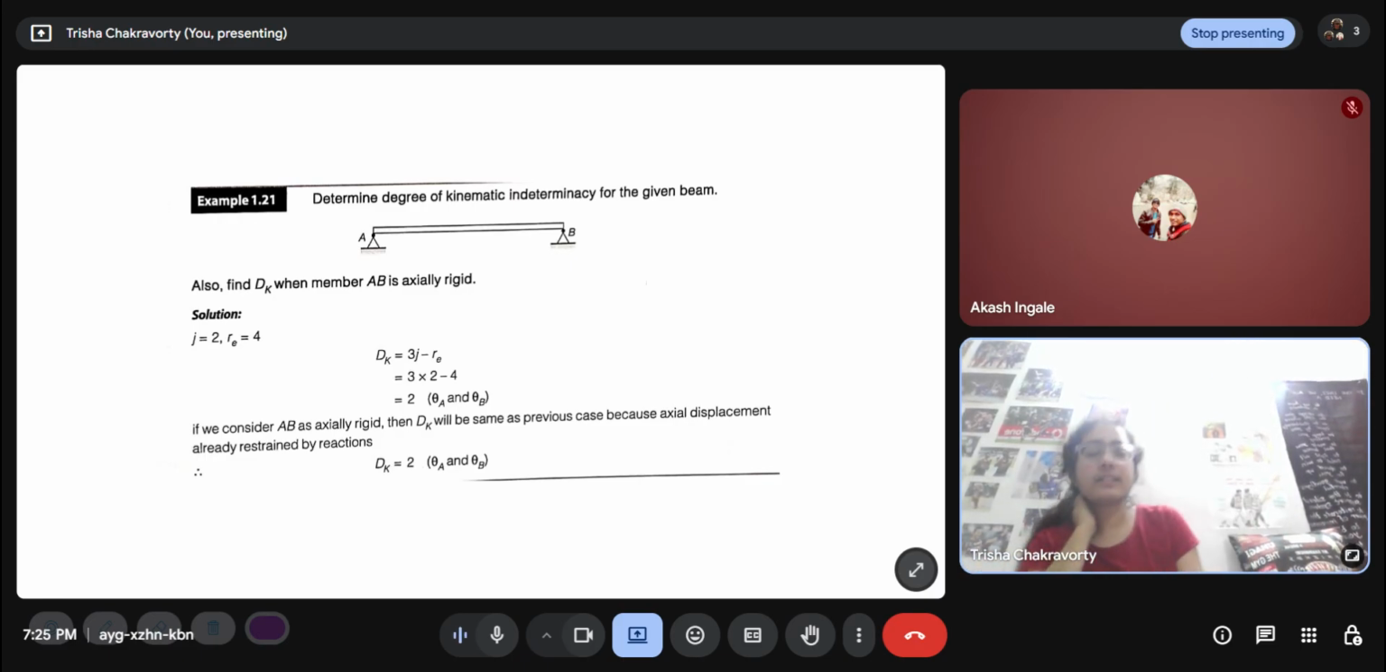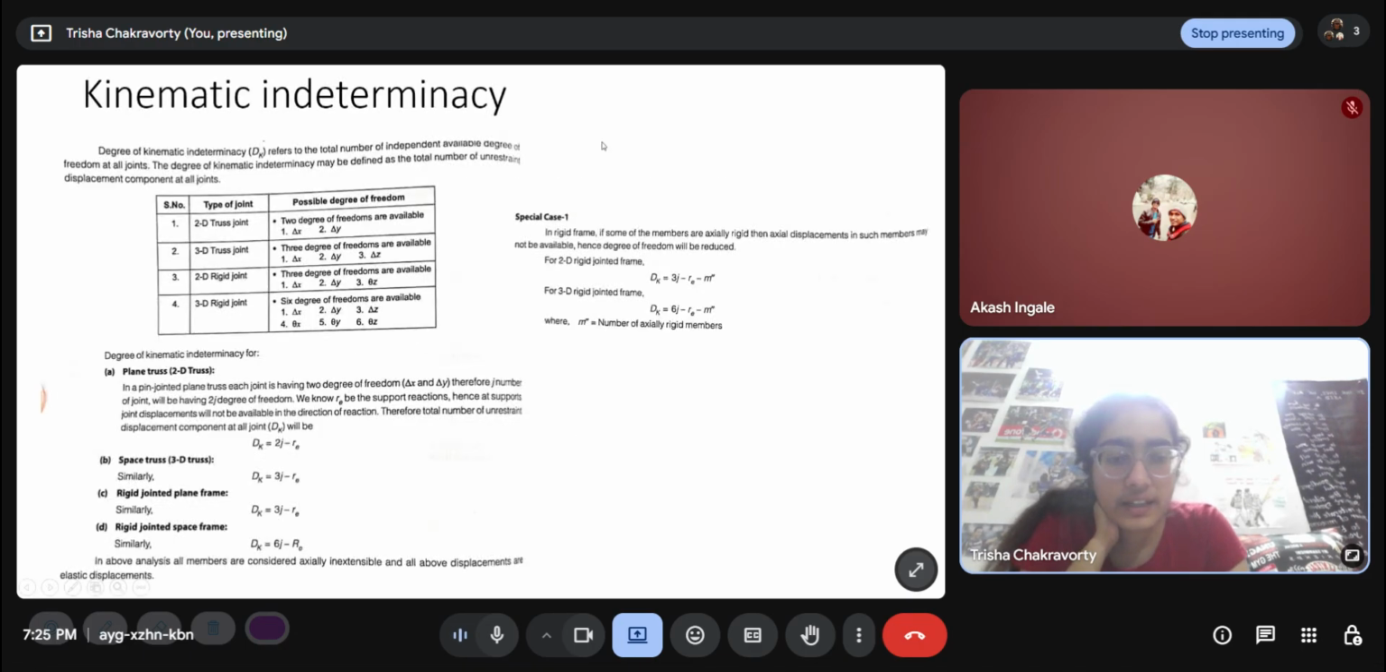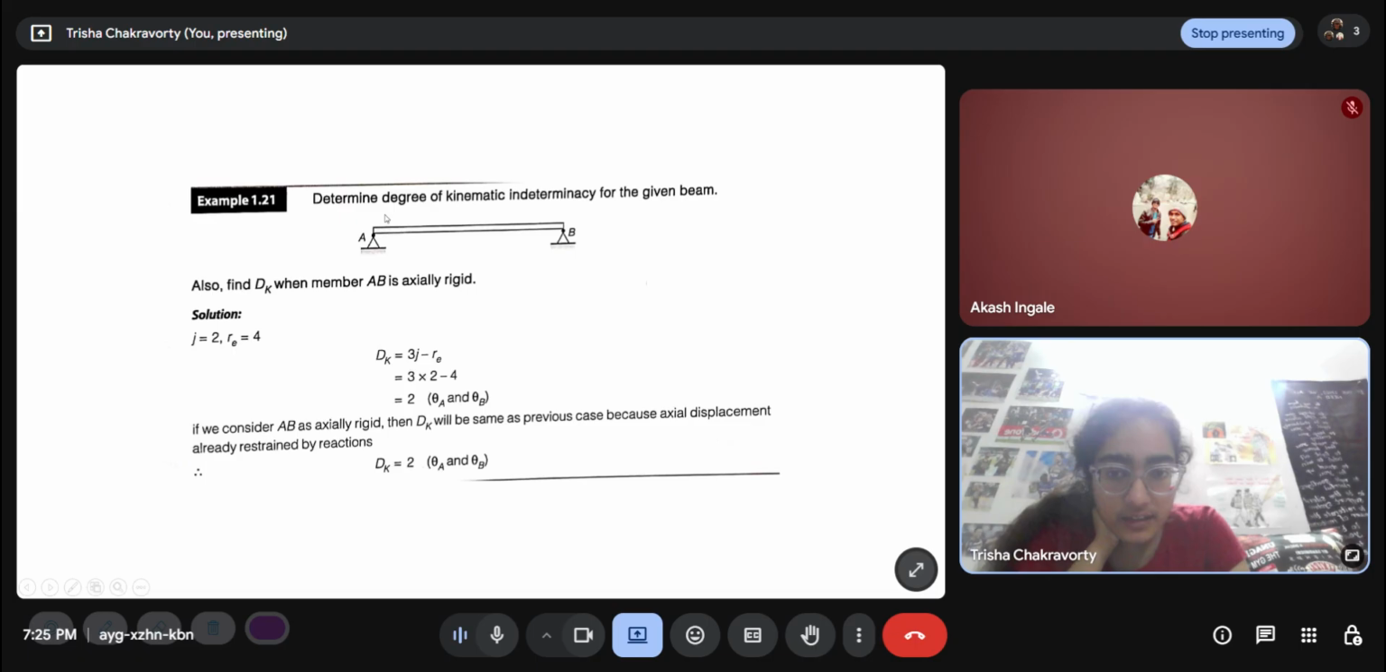But you have to see it logically. In the formula, it just says to subtract the number of members which are axially rigid. But see here logically that A has a hinge support, B has a hinge support. So neither A nor B actually has any translational degree of freedom. So it doesn't really matter if it's axially rigid or flexible. The number of degrees of freedom will remain the same, because it was anyway not allowed to extend or compress.